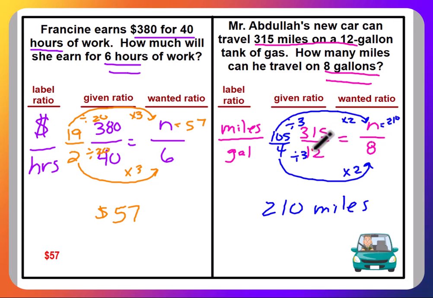Okay, so can I turn 12 into 8? No, you cannot. So we're going to have to simplify. I know I could turn 12 into a 4 and then turn the 4 into the 8. So I would do that by dividing by 3. And I see that I can also divide 315 by 3. So that's what I did. I simplified by dividing by 3. I got 105 to 4. Then I used the scale factor of times 2 to turn the 4 into an 8. You have to use the same scale factor for the other part of your ratio. So 105 times 2 is 210. So how many miles can be driven on 8 gallons? 210 miles, which is correct.